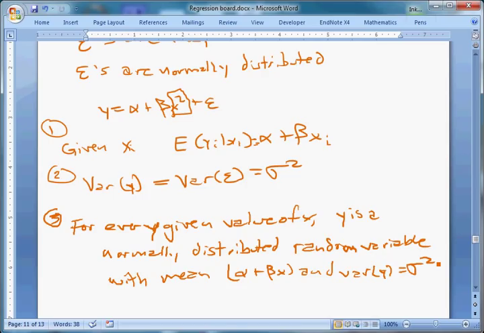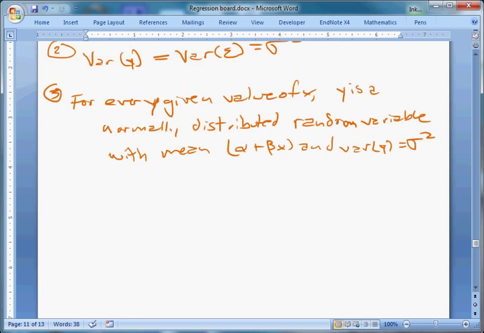So when x equals 0, y has a mean of alpha and a standard deviation of sigma, and when x equals 1, y has a mean of alpha plus beta and a standard deviation of sigma. When x equals 2, y has a mean of alpha plus 2 beta, and so on and so forth, right? So we're just changing the mean. If beta is positive, then the mean of y marches to the right. If beta is negative, then the mean of y marches to the left, but it's moving just along with x.